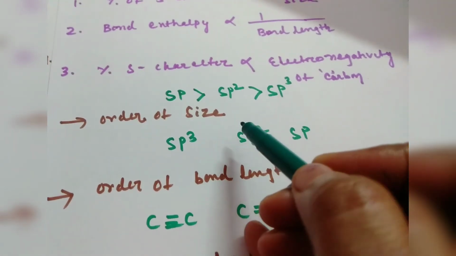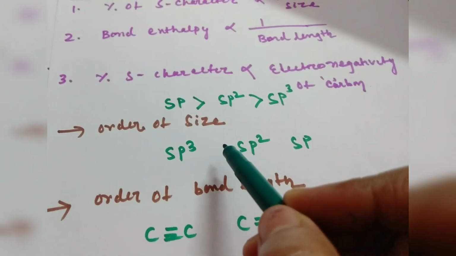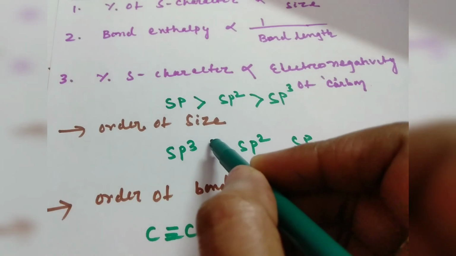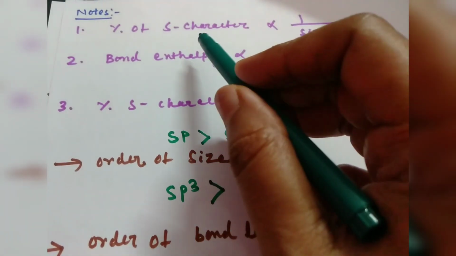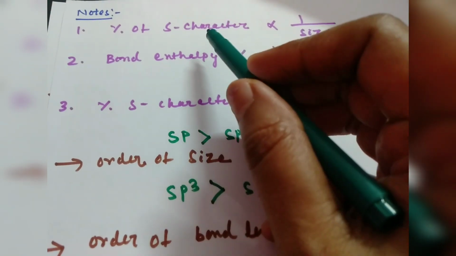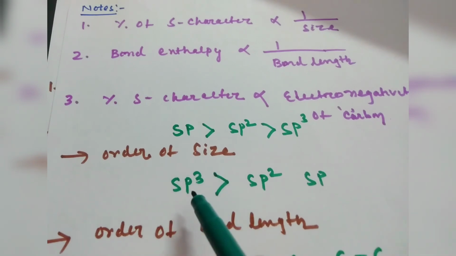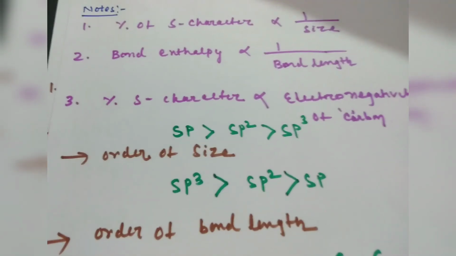Size of the elements: the order of size is shown here, for sp3 hybridization. We have already discussed that size is inversely proportional to the percentage of s character. The lower the percentage of s character, the greater the size. What is the order of the size? So sp3 is greater than sp2, which is greater than sp.